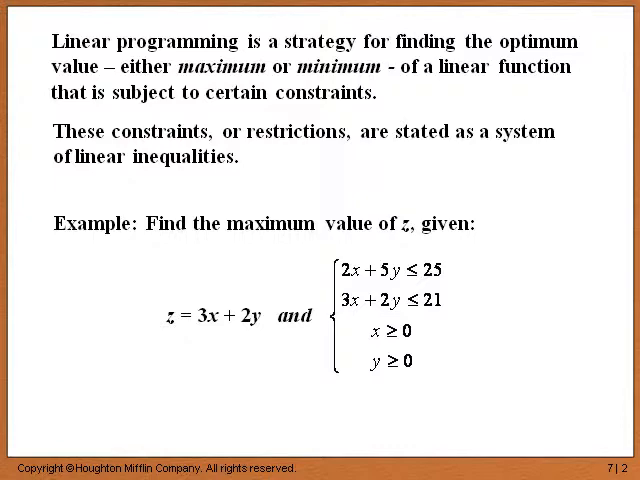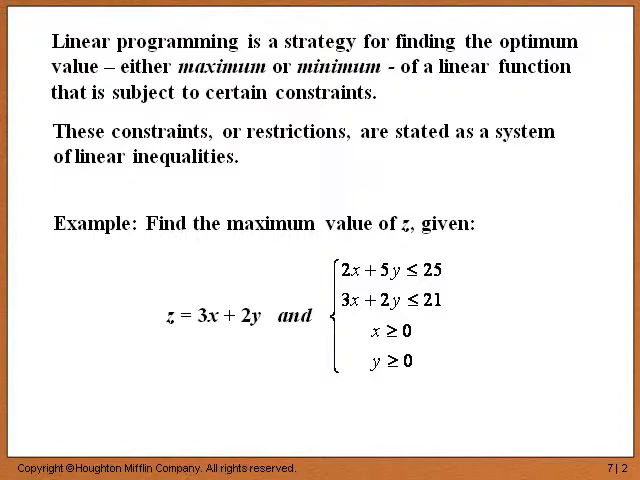So for now, it's enough to know that linear programming is a way of optimizing, of finding a maximum or a minimum of something, usually a maximum profit or a minimum cost of a linear function, and that linear function usually represents the cost or the profit. And these constraints or restrictions are what the system of inequalities provide. All right, so that system of inequalities that we see here, 2x plus 5y is less than or equal to 25, etc., that system of inequalities defines the restrictions or constraints for this linear programming problem.